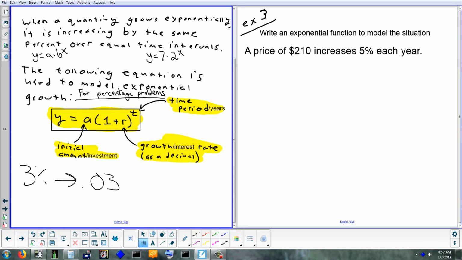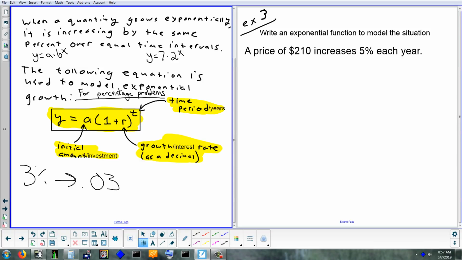And like I said, if it's a single digit number, all right, 3, 7, 9, make sure you put 0 in front, whatever the number is. If it's a double digit number, it's easy. Just put 0.10, 0.30, 0.52. All right, and then the t is going to be the time period.